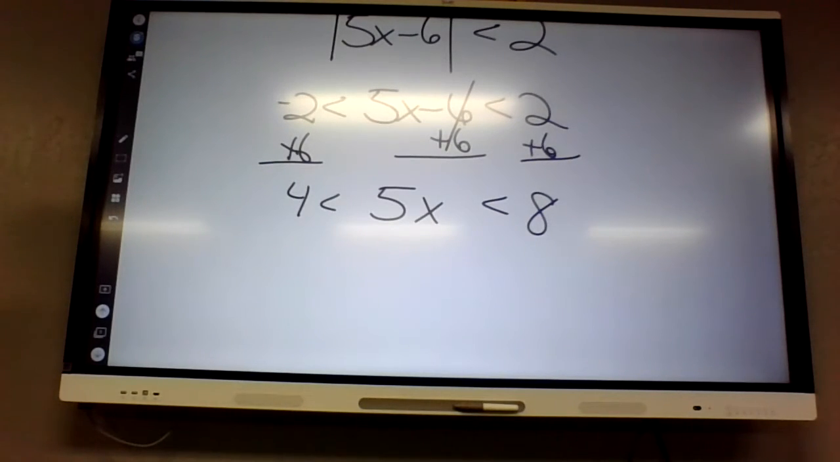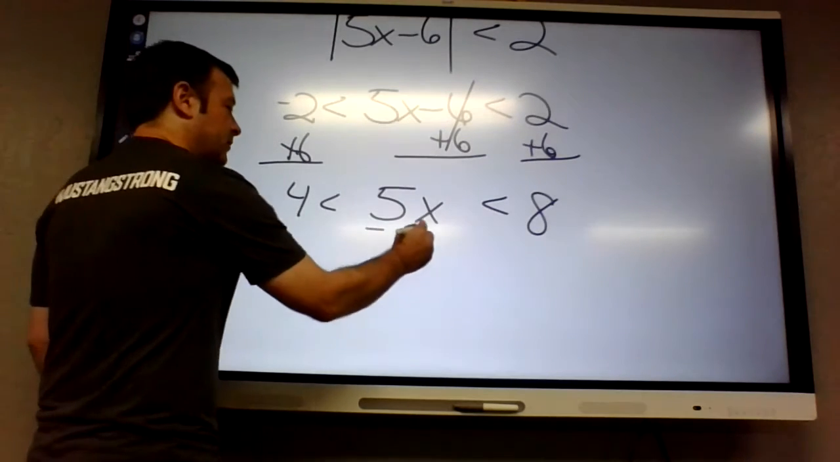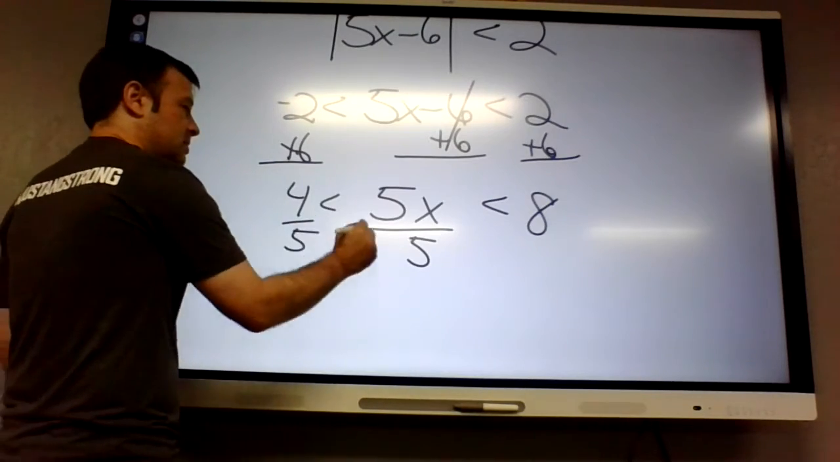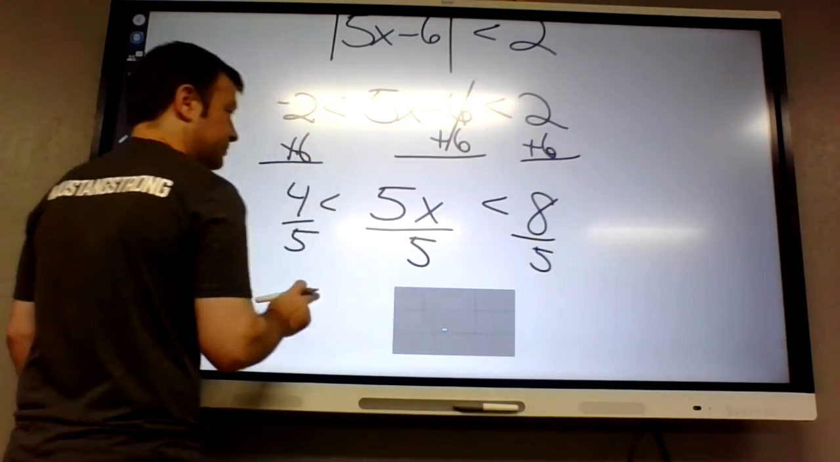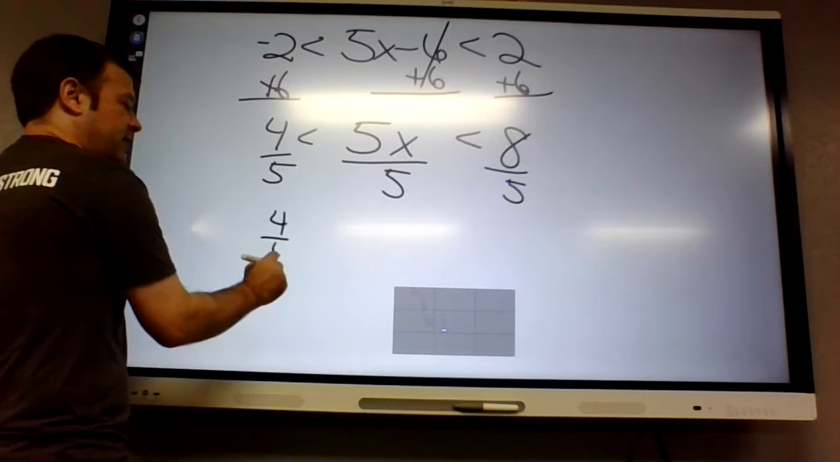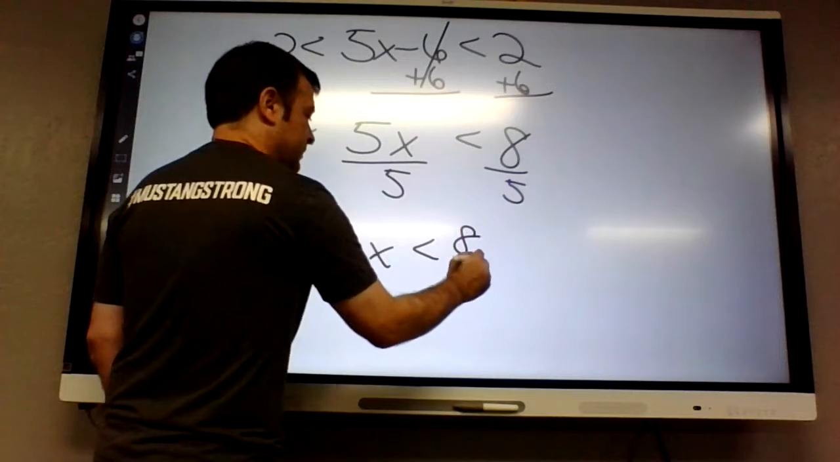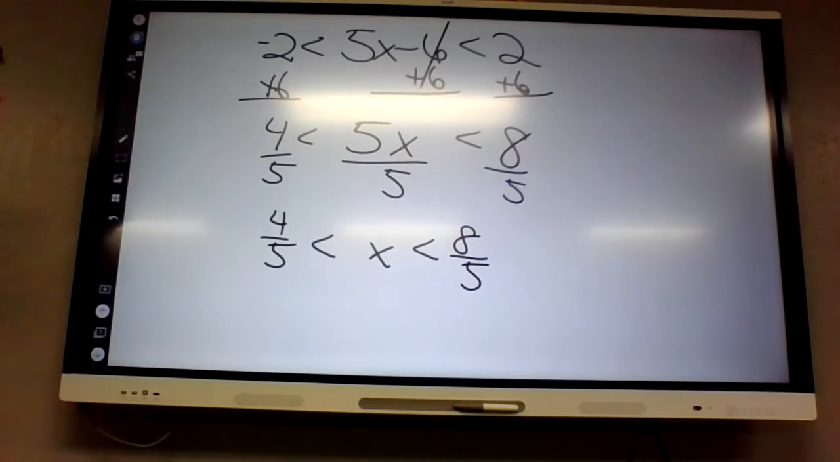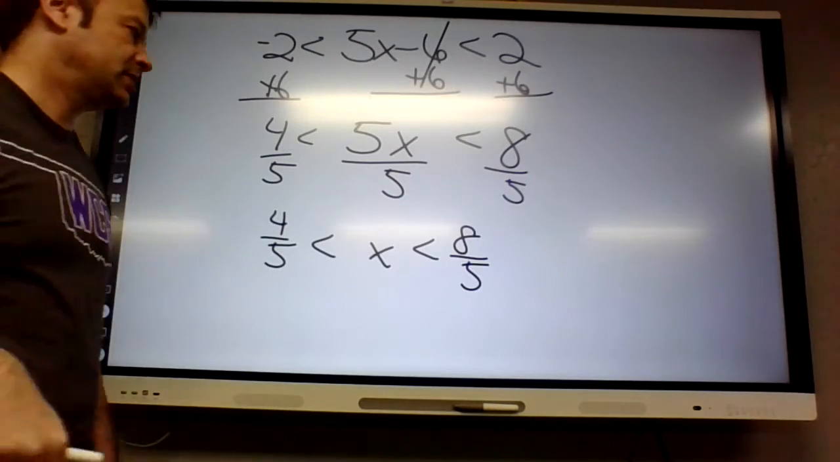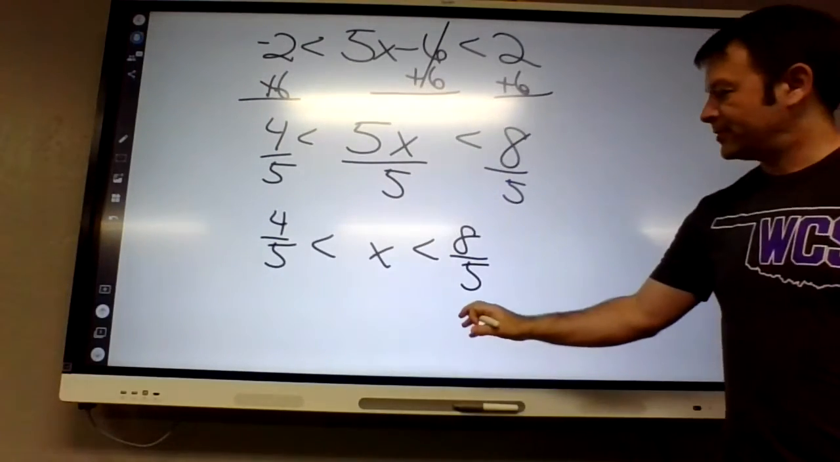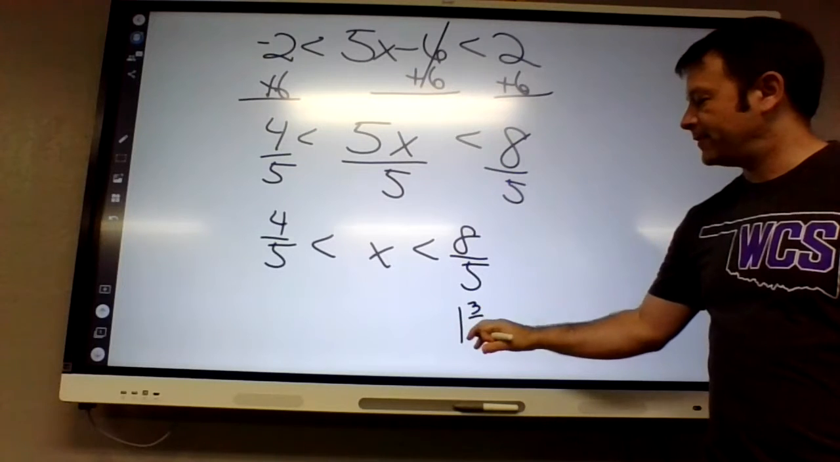Okay. Now what do I do? Divide by 5. So those don't divide by 5, right? 4 divided by 5 is just 4/5. 8 divided by 5, 8/5. They don't reduce either. And that's it. That means x is bigger than 4/5 and smaller than 8/5. It's all the numbers between. 8/5, by the way, is like 1 3/5.